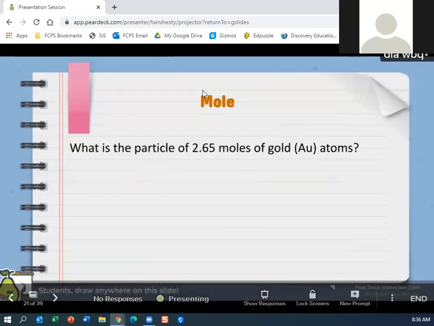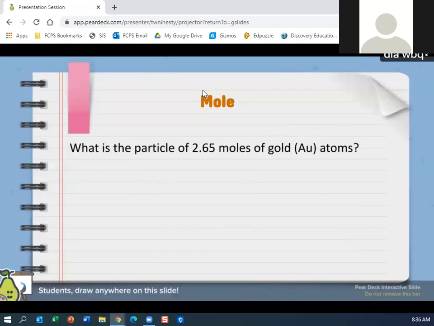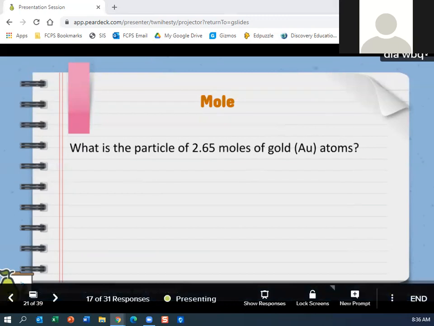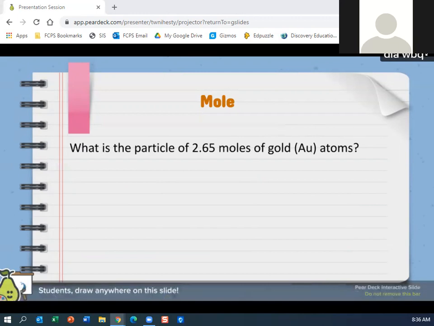All right. How about this one then? Now, the question is saying, what is the number of particles in 2.65 moles of gold? So try that one out. Remember what you're looking for and what you want to get rid of.